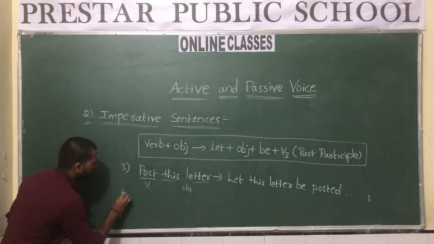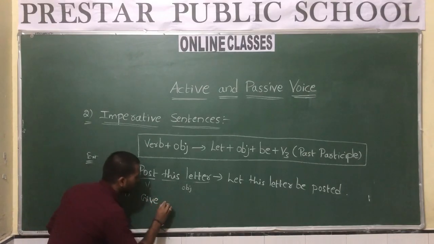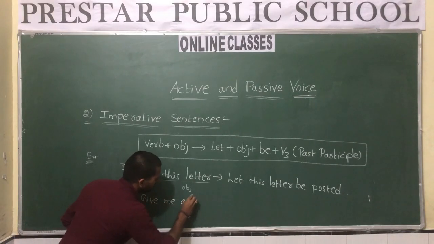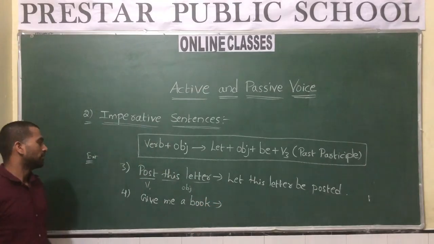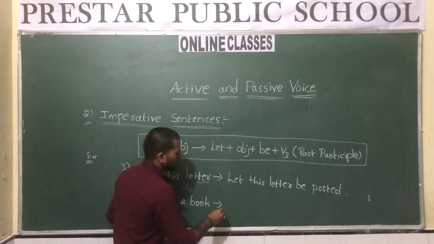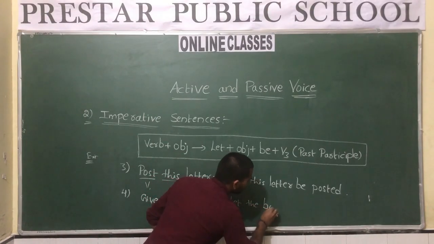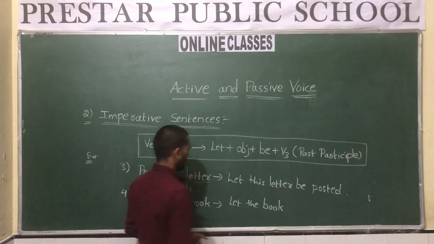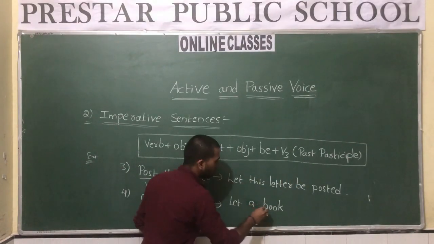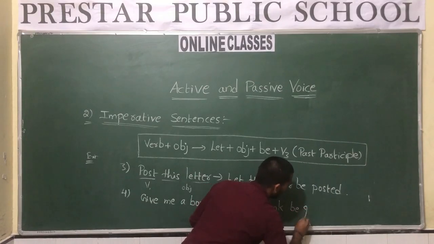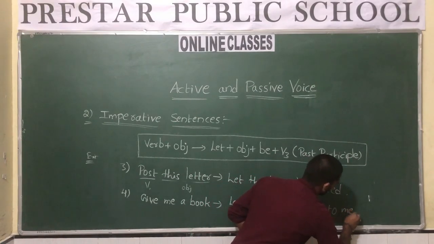Okay, let us take one more example. Give me a book. Now, the passive voice for this sentence is let the book be... sorry, a is there, right? So as it is, we have to write let a book be given to me.